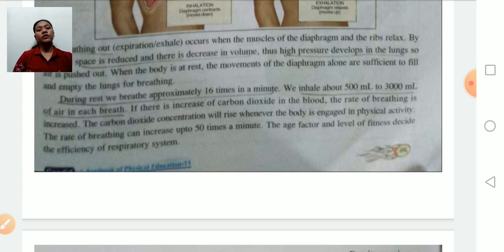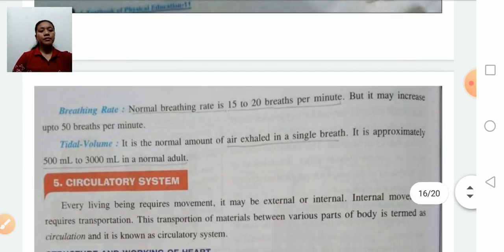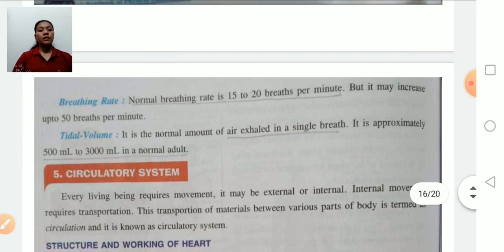The age factors and the level of fitness decide the efficiency of the respiratory system. Breathing rate. The normal breathing rate is about 15 to 20 breaths per minute. Every minute we breathe about 15 to 20 breaths, but it may increase up to 50 breaths per minute.